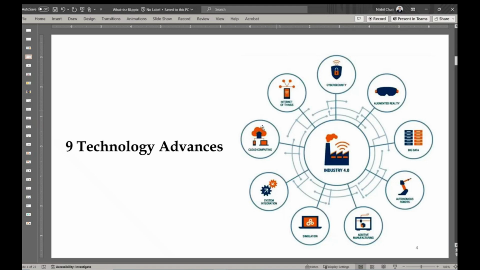And finally, with all this data, security becomes a concern. So the last and one of the most important pillars is cybersecurity. These are the 9 pillars of Industry 4.0, and all of these are shaping the future. Definitely 10 years, 20 years from now, things are going to be completely different and very efficient. So these are the 9 pillars that are going to contribute to all of this.